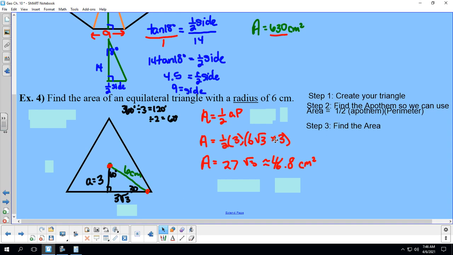So we go 1/2 the apothem, that's for sure, and then times the perimeter, which is 6 root 3, times the 3 sides. So we go half of 6 is 3, 3 times 3 is 9, 9 times 3 is 27. So the answer is 27 root 3, but some of you may want to chug that into your calculator. 27 times the square root of 3 is 46.8. And that is all the scenarios you're going to find with trigonometry.